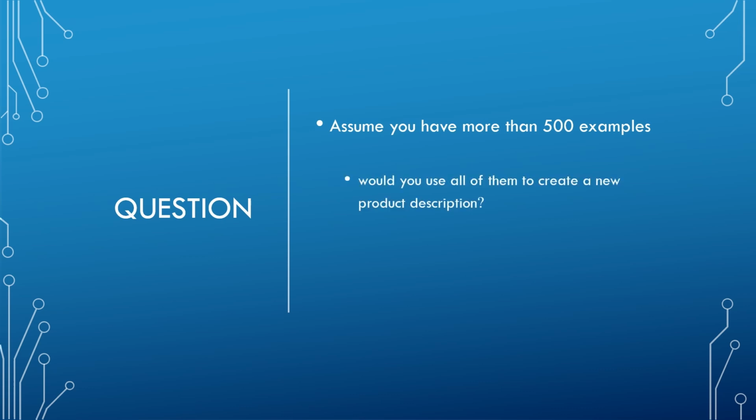In one of our previous videos titled Prompts, Simple Steps Lead to Big Results, we delved into the importance of tokens and their costs. If you missed it, don't worry, the link is in the description, so check it out. In our few-shot prompt template example, we showed how to use examples to craft new product descriptions. But here's a thought-provoking question. If you have 500 examples, would you use all of them to create a new product description? If you're thinking yes, consider the token usage and its cost.